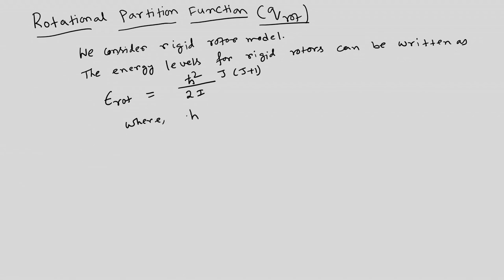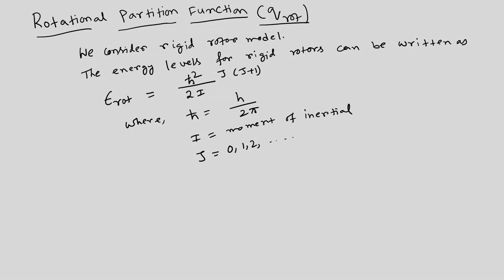where h cross is nothing but h by 2 pi, h is Planck's constant, I is the moment of inertia of the molecule, and j is the rotational quantum number or different rotational level here, and the value of j varies from 0, 1, 2, etc. So, what is the expression for rotational energy level? The expression for rotational energy level, epsilon rotational, is h cross squared by 2I times j times j plus 1.